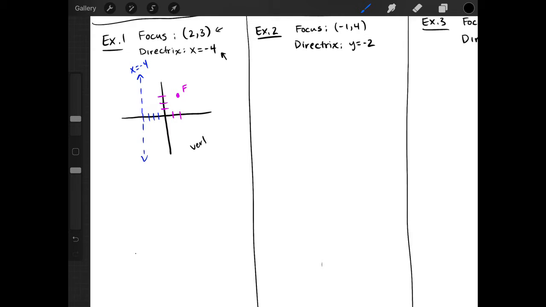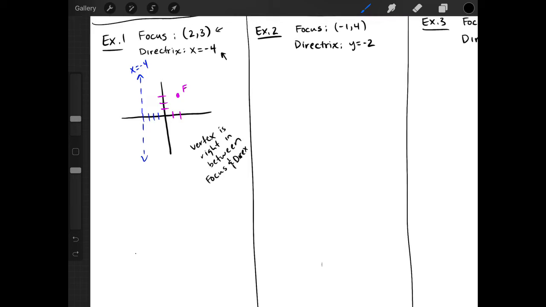What we know is the vertex is right in between the focus and the directrix. I'm just trying to abbreviate it there. So we just have to find out what's exactly in between this focus here and the directrix right here. The easiest way is just split it in half. We go 1, 2, 3, 4, 5, 6 spaces to get from the focus to the directrix.